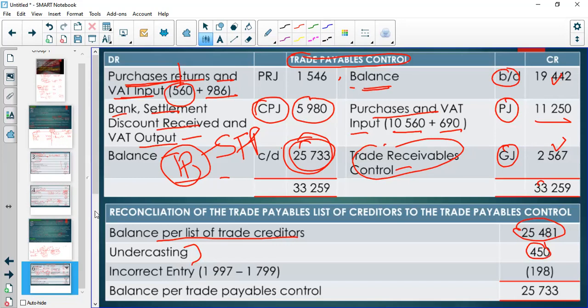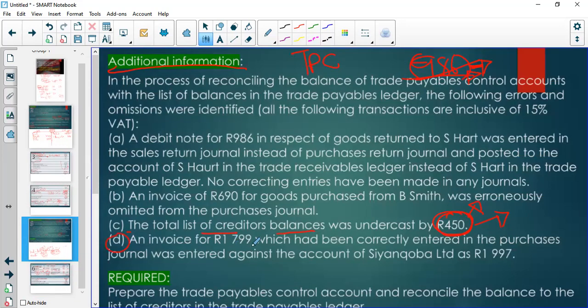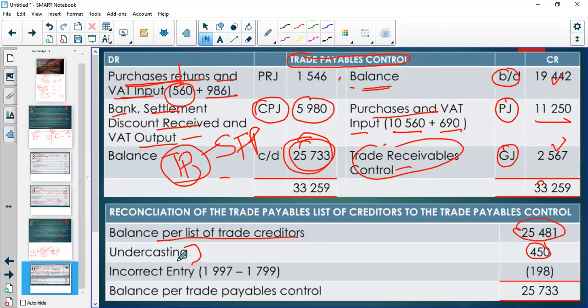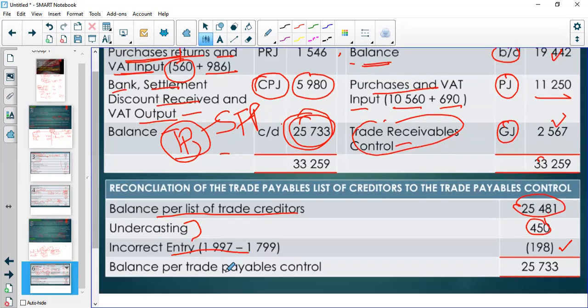All right. And we read another one, which says an invoice of 1799 was entered correctly in the purchases journal, but the account of the supplier, it was entered wrongly. So as you can see, this supplier's account is too much because we recorded 1997 instead of 1799. So 1997 less 1799. So this account is in excess of 198, and we have to remove that 198. So this is an incorrect entry. So that 198 should be removed. Then if we do those adjustments, then the balance that we have in the list of creditors is going to agree with the balance in the trade payables control, like that.